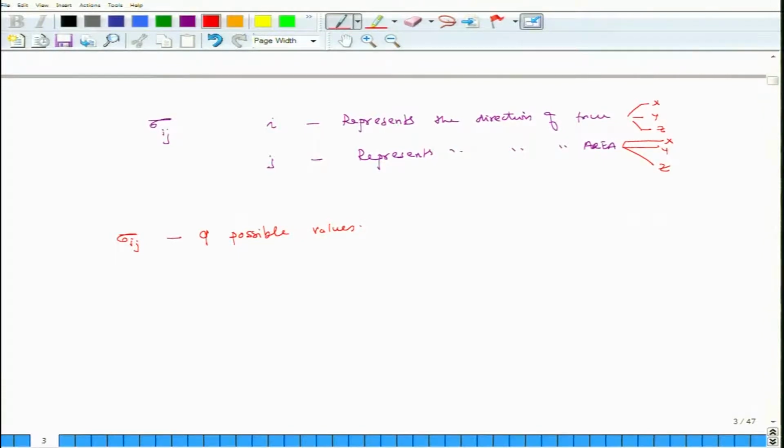So, this is the example of a second order tensor. Sigma ij is a second order tensor. Force is a vector, and what is a vector? It is nothing but a first order tensor. Similarly, area or the direction of its normal is a first order tensor, but sigma ij, or stress, is nothing but a second order tensor.